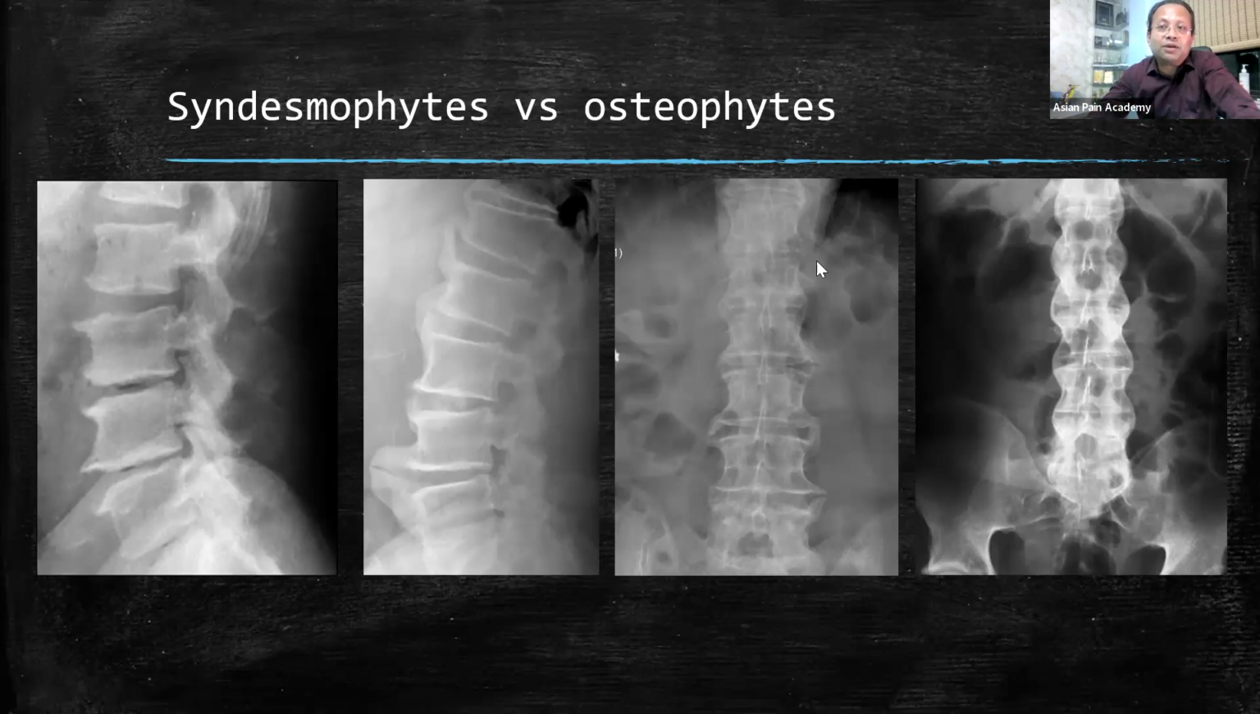This patient can have spondyloarthropathy, like ankylosing spondylitis, a very well-known disease. This is a bamboo spine. It may be a case of ankylosing spondylitis. So as soon as you see syndesmophytes, you have to treat in a different way.